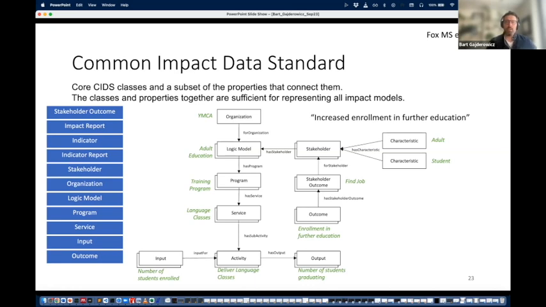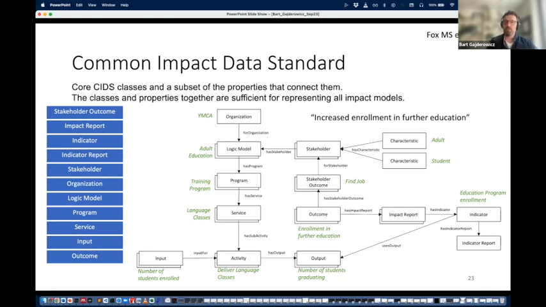Next, each program has a particular set of services, and those services have a subset of activities with inputs and outputs. Those outputs have a set of indicators that you can use to measure how much output is actually being produced by an activity. Through that, you can generate an impact report to understand how much that output is contributing to the overall outcome that the stakeholder is actually interested in.